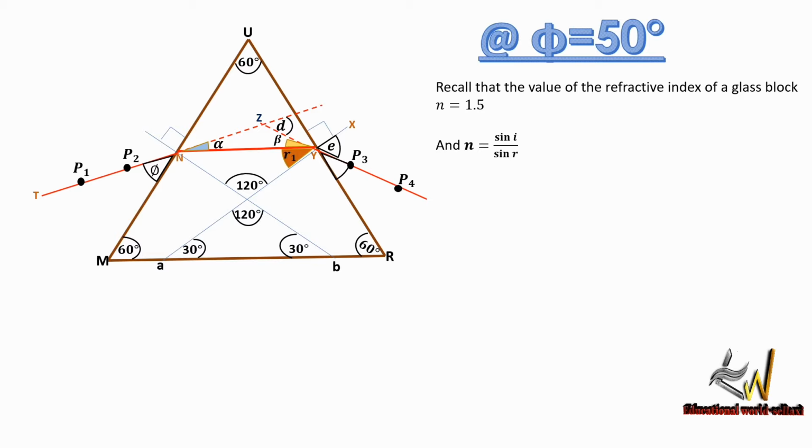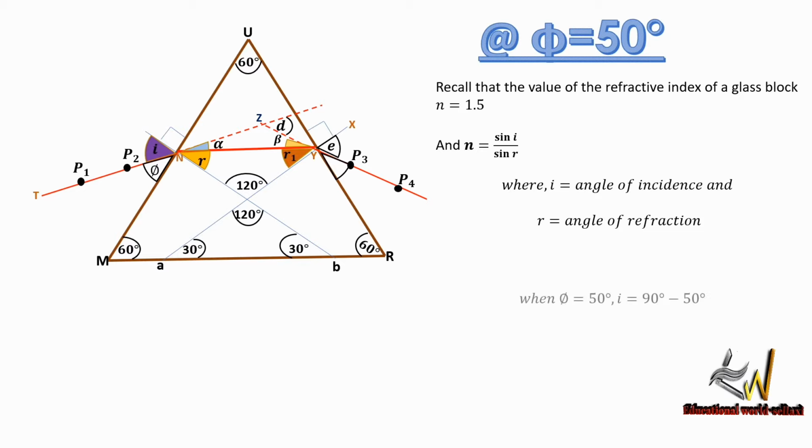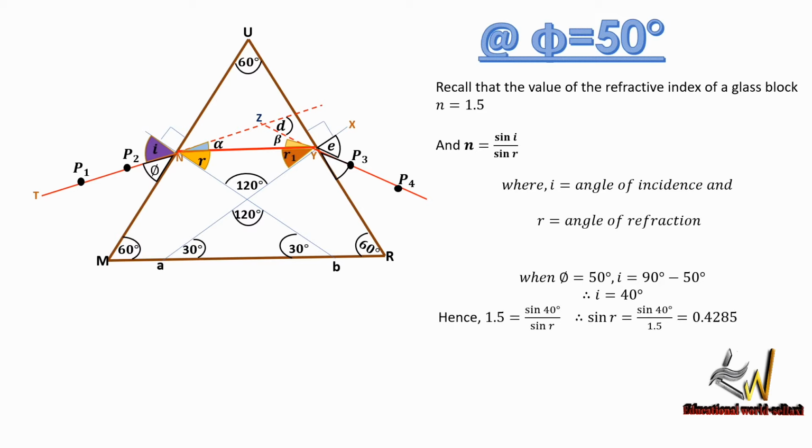Recalling our formula that sine of angle of incidence all over sine of angle of refraction is equal to the refractive index of the glass block, which is equal to 1.5. And I have shown you what the angle of incidence and the angle of refraction are. So we'll now substitute this into the equation. But before that, when phi is 50 degrees, the real angle of incidence is equal to what? 90 minus 50, which is 40 degrees.